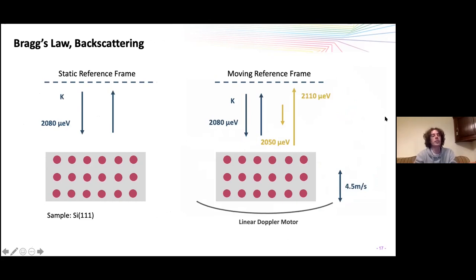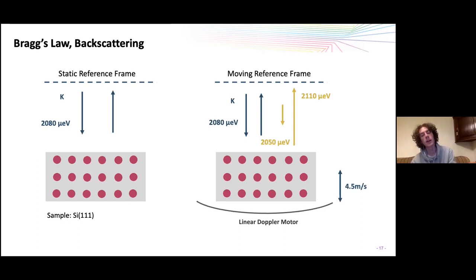So to visualize that, on the left you have Bragg's law in a static reference frame, where the monochromator in question is just a silicon 111 crystal lattice. And then you've got your incident energy of 2080 microelectron volts, which is a very standard amount for this kind of thing. Then you just get that reflected back off, the arrows are the same length, the energy is exactly the same. This is an elastic interaction.